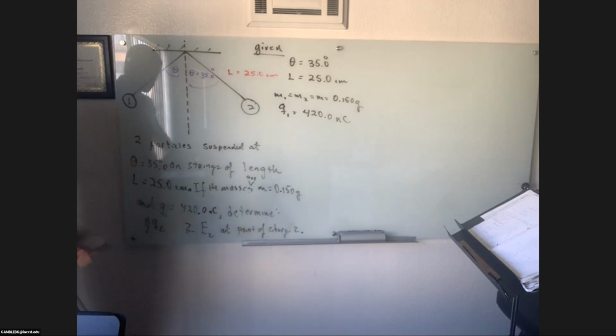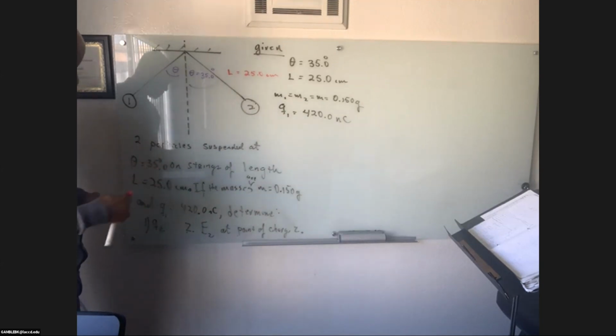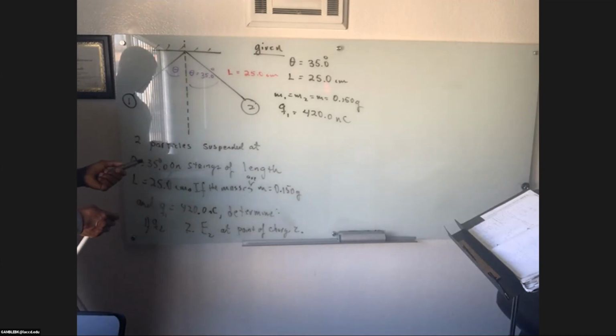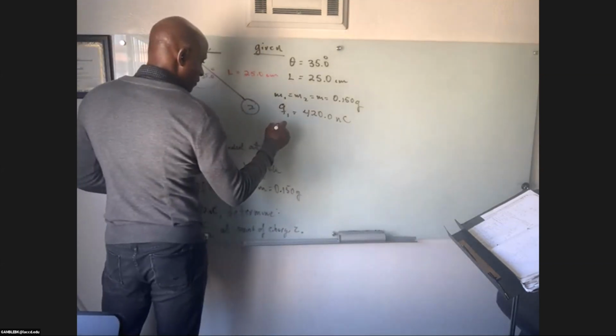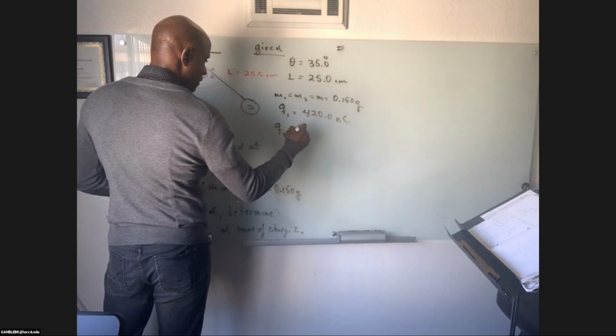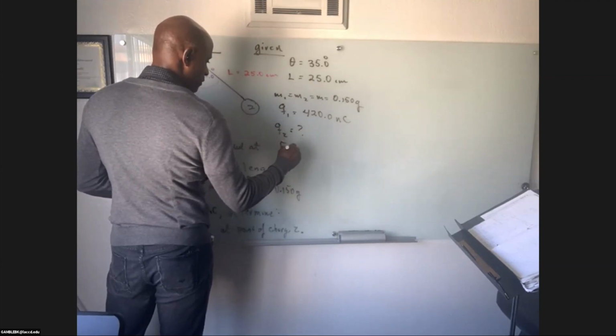Yeah, it's going to make a note about the significant digits. Our answer will only be significant to 3 significant digits in this case. So that's something to note. And we're looking for Q2 and E at the point of 2, so E2 or something like that.